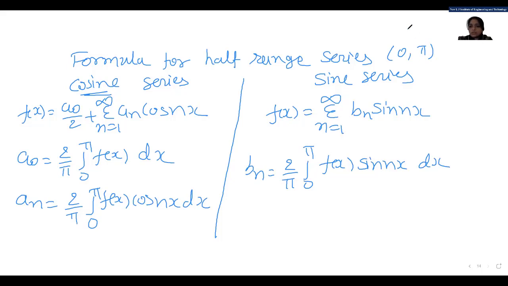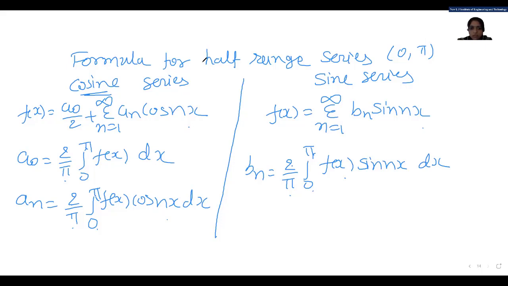Students, if your given function is in the interval 0 to L, then you have to use n pi x by L. Here it is 2 by L, integral 0 to L, f of x cos n pi x by L for an, and again 2 by L for a0. For the sine series, sin n pi x by L. For bn, 2 by L, integral 0 to L, f of x sin n pi x by L. But now we are taking the limit 0 to pi. So this is the formula.